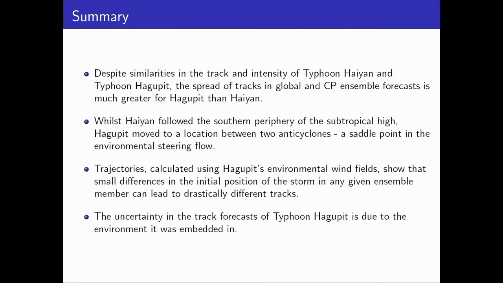So just to summarise, both storms showed a lot of similarities in the intensity and the track, and both made landfall over the Philippines. But the spread of the tracks was much greater for Hagupit than it was for Haiyan. And essentially, by looking at the environmental winds and using trajectories, we have shown that the uncertainty in track forecasts for Hagupit is due to the environment it was embedded in. So the small changes in position earlier in forecasts, which you would expect anyway, can drastically change its future track. That's it. Thank you.